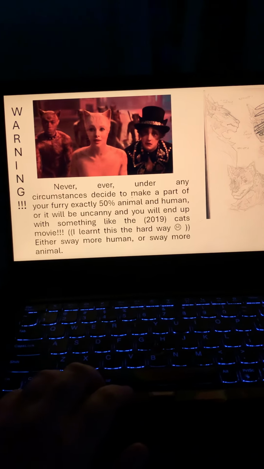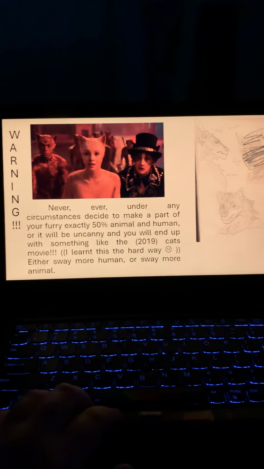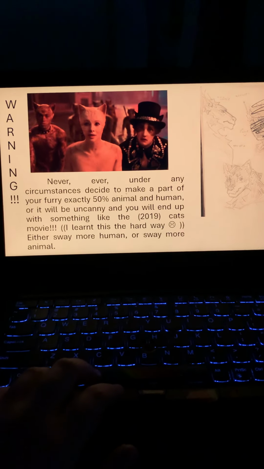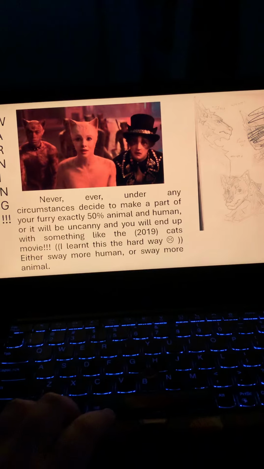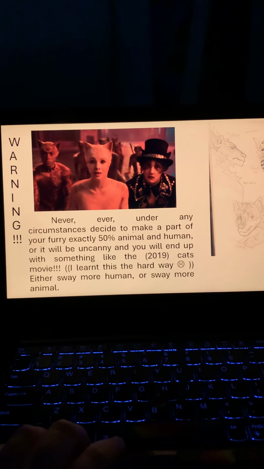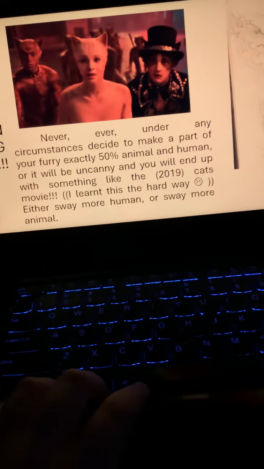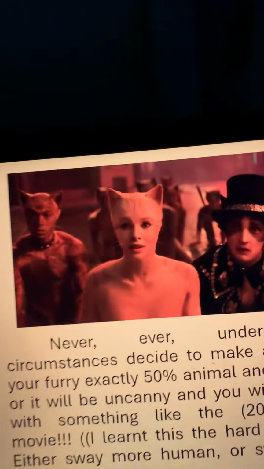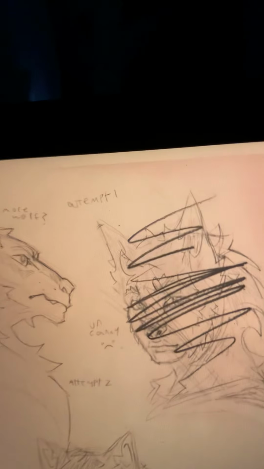Warning, never ever under any circumstances decide to make a part of your furry exactly 50% animal and 50% human, or it will end up being uncanny and you will end up with something like 2019's Cats movie. I learned this the hard way. Either way, sway more human or sway more animal. Don't do this. I did it by accident. I kind of scratched it out, but yeah, it looks pretty bad. But I solved it by making it move.